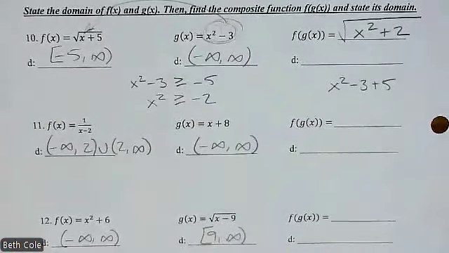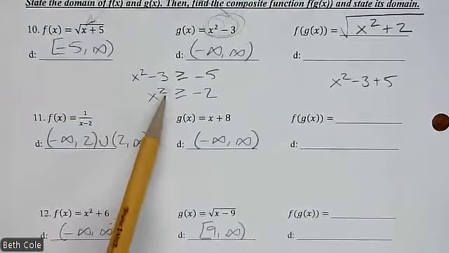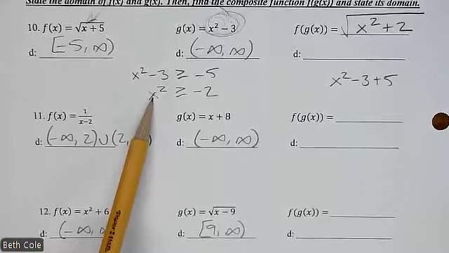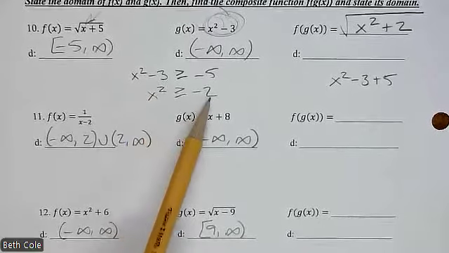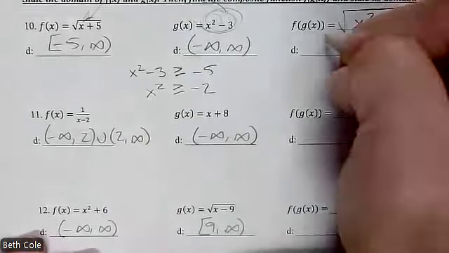And then you would stop and you would go, hey, when I square a number, it will always be positive. So this is always going to be bigger than -2. Do you understand what I'm saying? Always positive. So you get all reals.